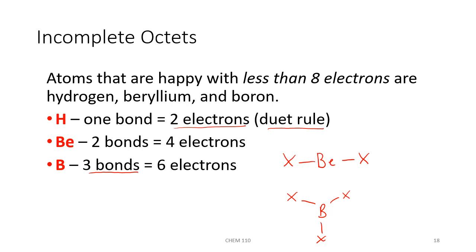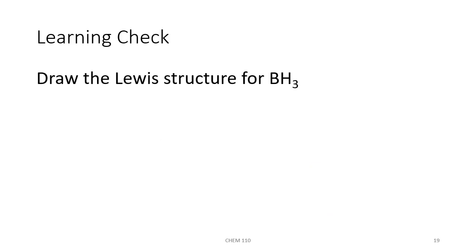These are the only incomplete octets that we will see. If we see beryllium, boron, or hydrogen, we have to remember that we're not going to follow the octet rule for those atoms. So if we draw the Lewis structure for BH3 and we calculate our valence electrons first, boron is in group 3A, so it's going to have 3 valence electrons.